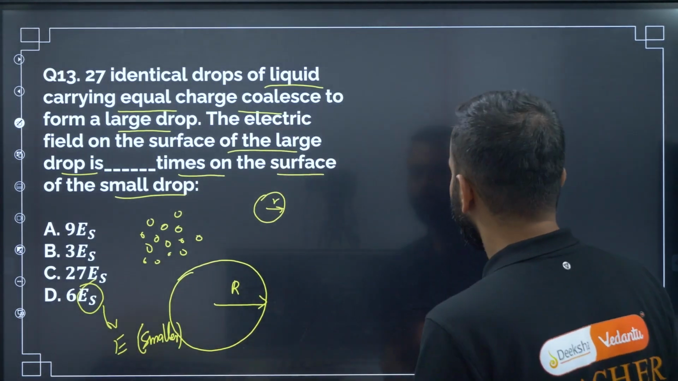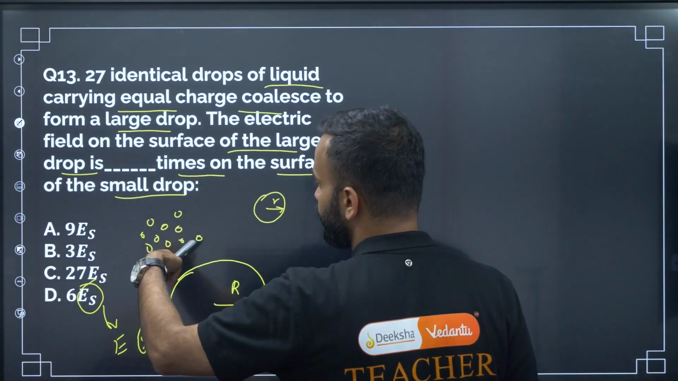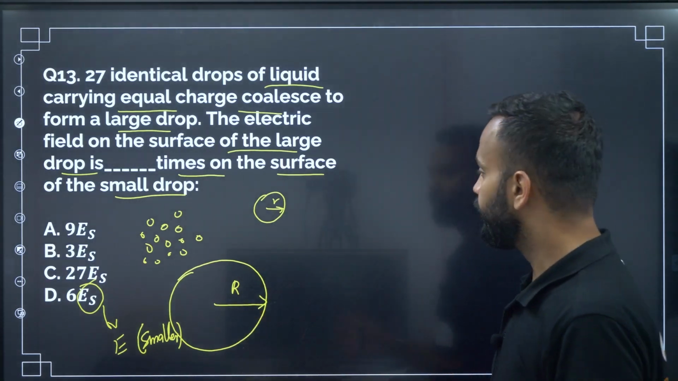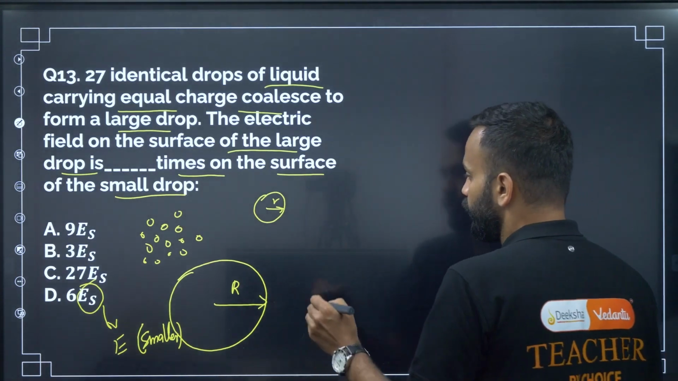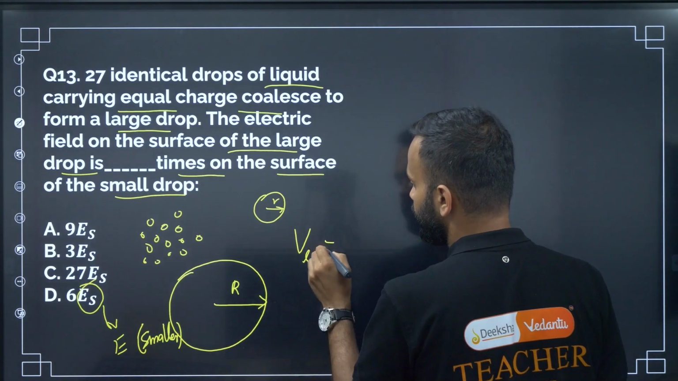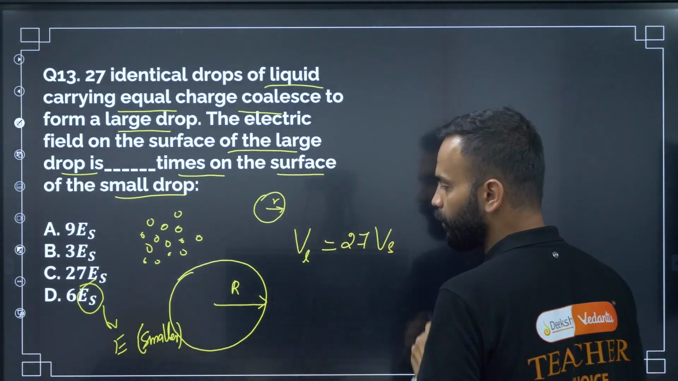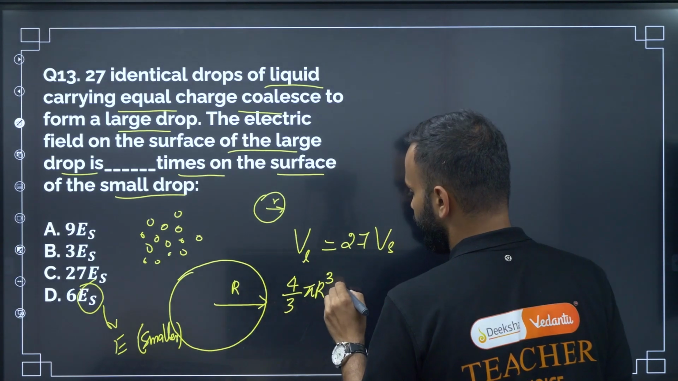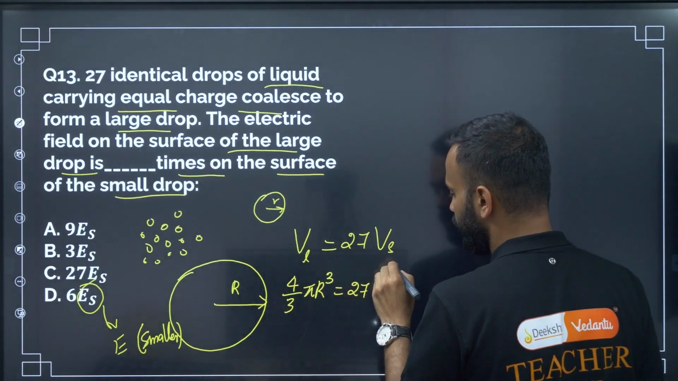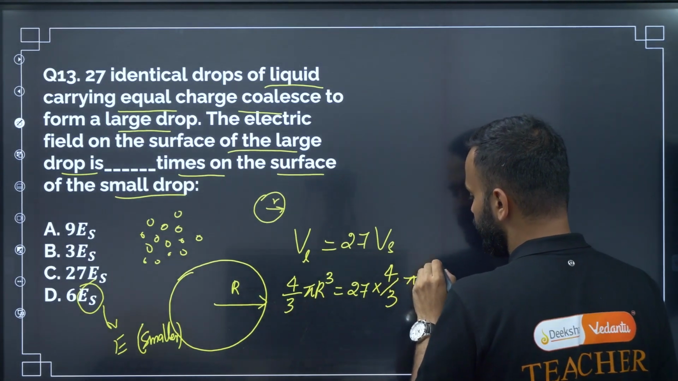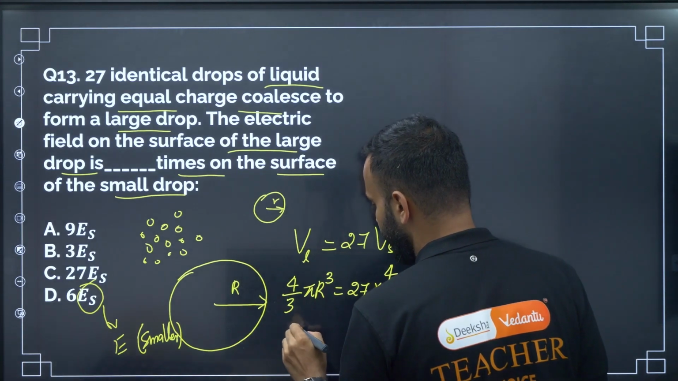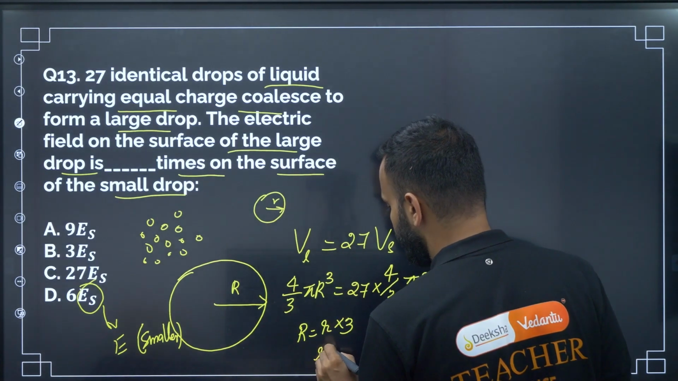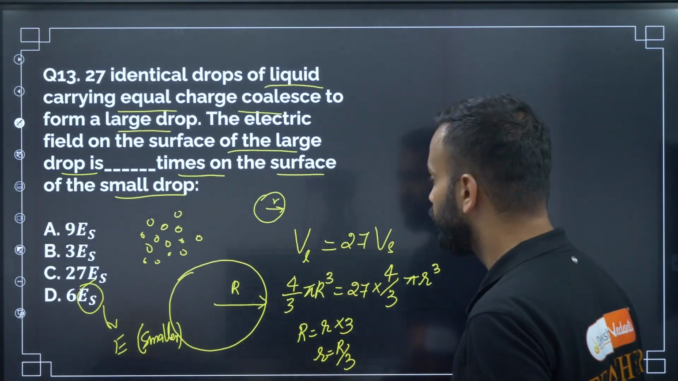So the volume of the 27 drops is equal to the volume of the larger drop, right? From that we can find the relation between small r and capital R. So the volume of the larger drop is equal to 27 times the volume of the smaller drop. The volume of the larger drop is 4 by 3 pi capital R cube, equal to 27 times the volume of the smaller drop, 4 by 3 pi small r cube. Now solve this, and you will get capital R equal to small r into 3. So small r is equal to capital R divided by 3.